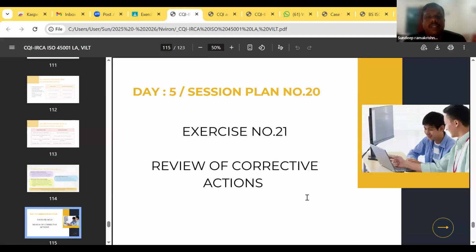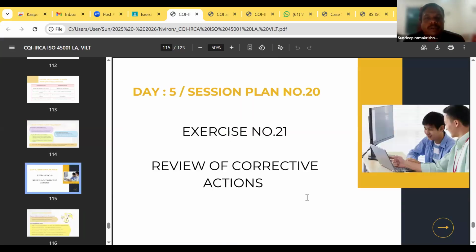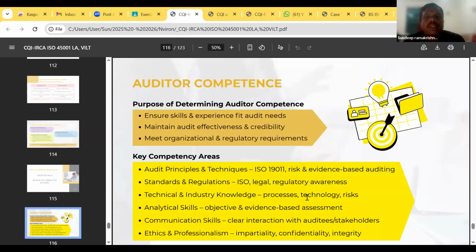So there's a review of corrective action, that is exercise 21. A few more slides, we just complete how to build your auditor competence, and we come back to this exercise 21, right? So to build your competence, auditors generally have to follow a continuous professional development plan, right?